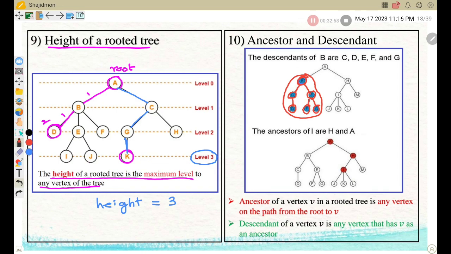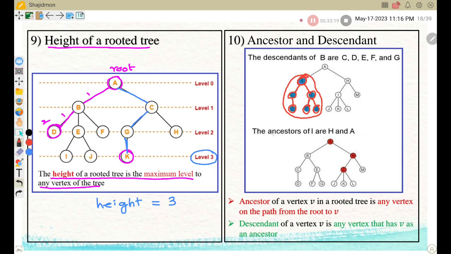In that same branch, what are the vertices down from that one? That is called the descendant. In a family tree also, you know the meaning of descendant and ancestor. We are telling our descendant or ancestor like that. Same idea here. So that is the descendant: after that vertex, the vertices coming in the same branch are the descendants.